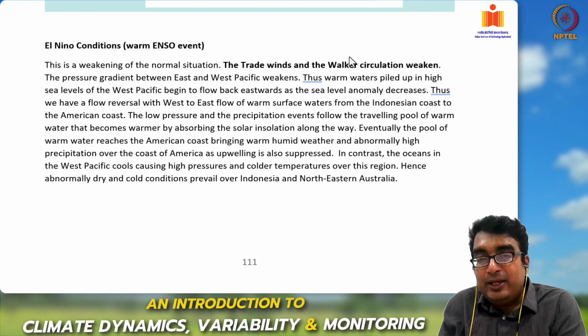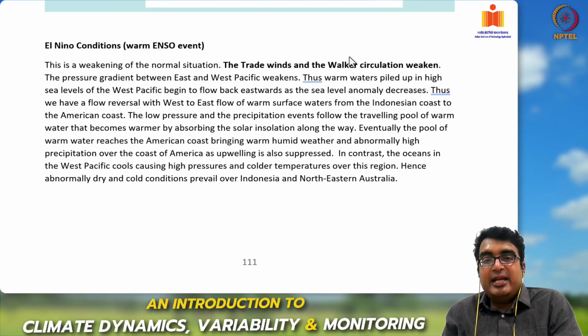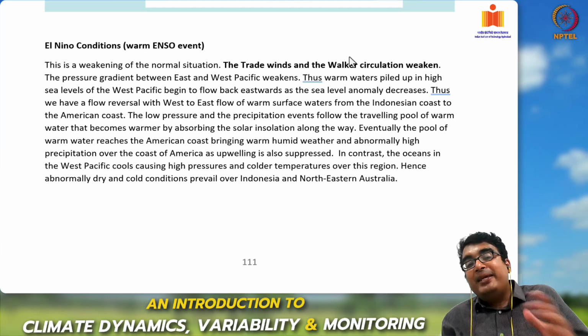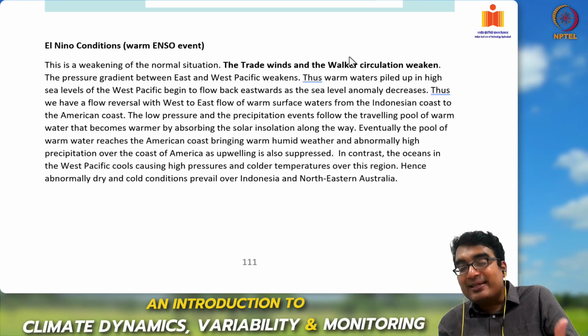So what is this El-Nino condition? It's the weakening of the normal situation. The trade winds and the Walker circulation weaken. The pressure gradient between the East and West Pacific also weakens. Thus, warm waters that have been piled up in the high sea levels of the West Pacific begin to flow back eastwards as the sea level anomaly decreases.